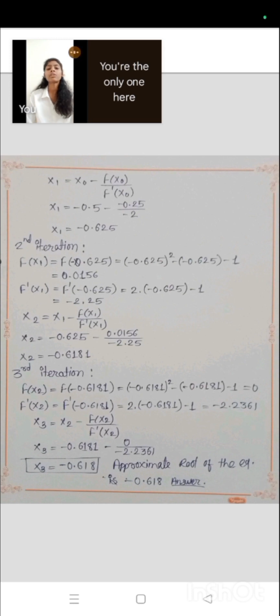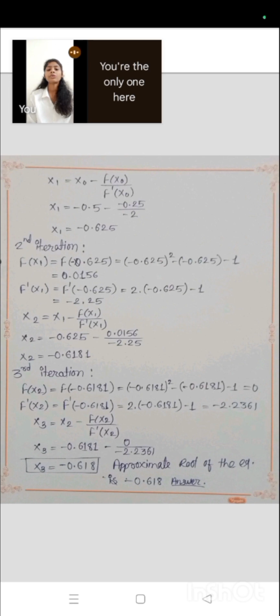So here we put the value of f of x0 and f dash of x0. So x1 is equal to x0 value, minus 0.5, minus f of x0 value, minus 0.25, upon f dash of x0 value, minus 2. So the value will be x1 is equal to minus 0.625.